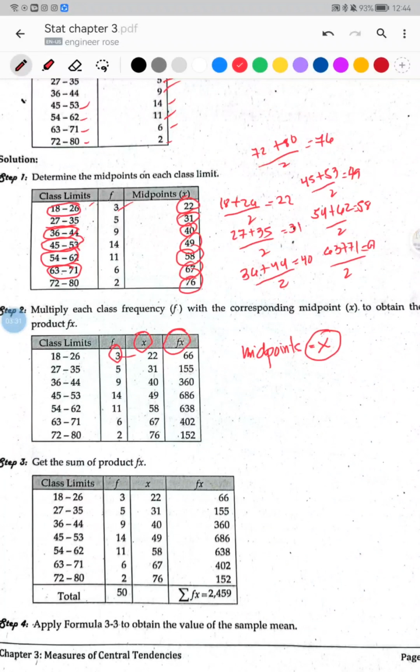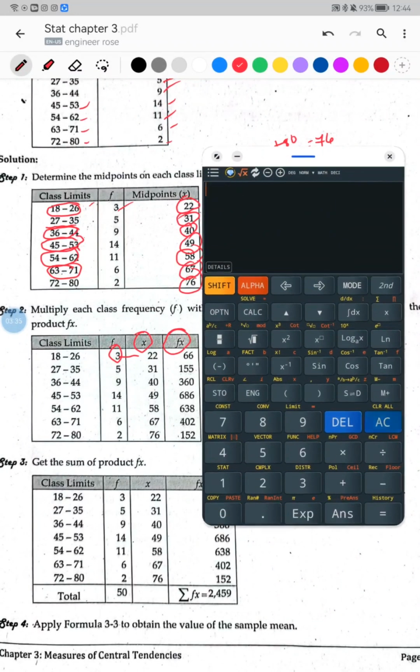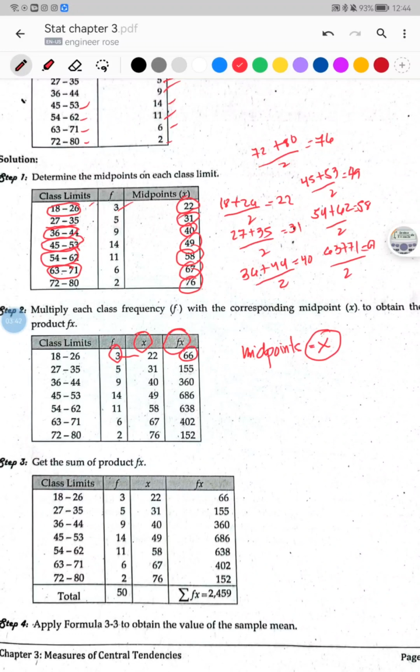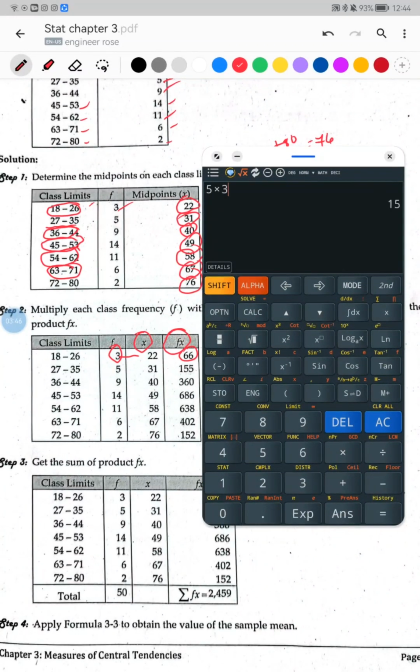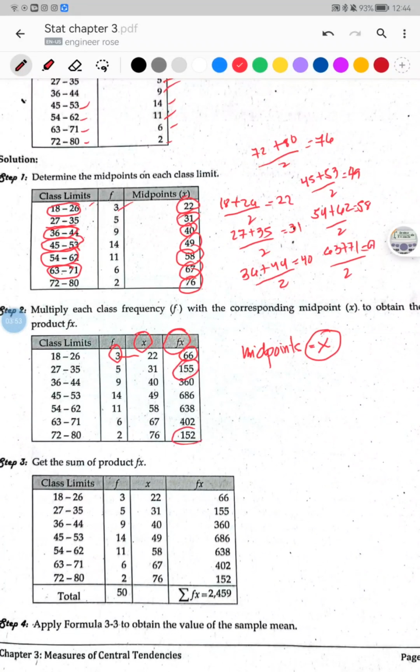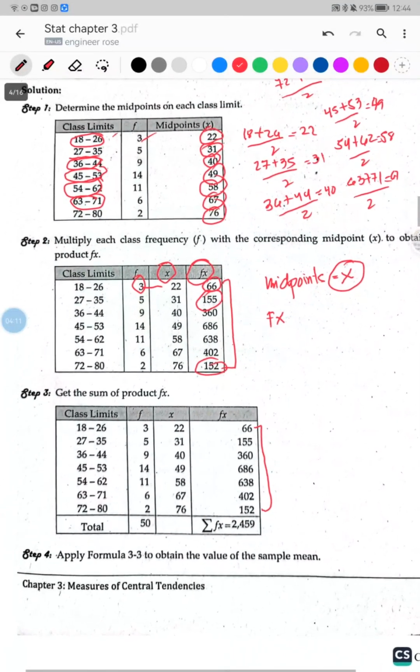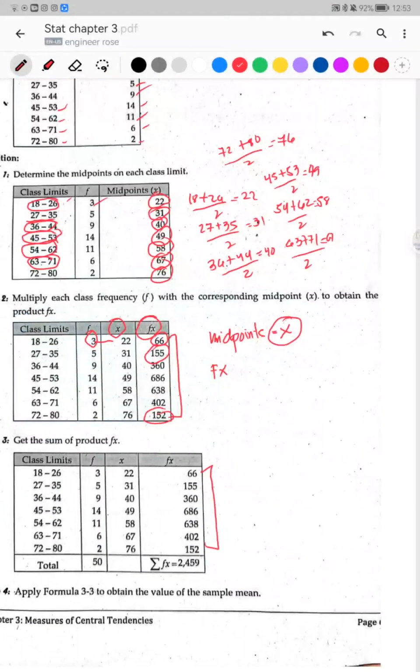Let's go one by one to double check. 3 times 22 is 66. Next is 5 times 31, that is 155, and so on. Just multiply f and x. Once everything is solved, get the summation of fx, meaning add them all. This is how to get the summation of fx, the frequency times the midpoint.